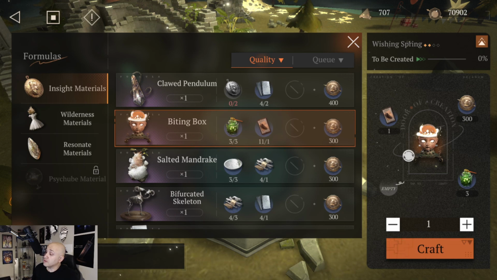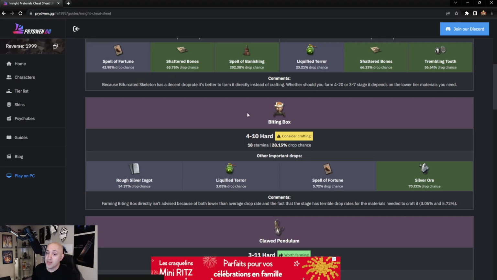Definitely worth crafting this over farming, because again, it costs 18 stamina to farm and it is absolutely a terror to drop. So definitely go there.